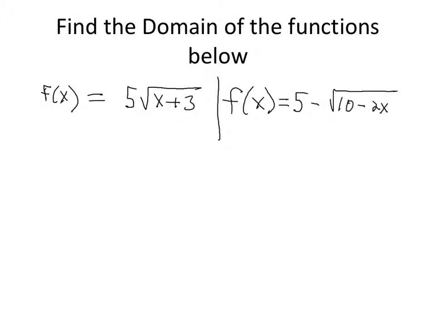Domain: I can't take the square root of a negative number. That's a problem. I can't divide by 0. That's the other problem. Usually, until we get into logarithms, that's all we've got to worry about. So this 5 doesn't matter at all as far as the domain. What I'm worried about is that I can't have what's underneath that square root be a negative number. It can be 0. That's not the problem.